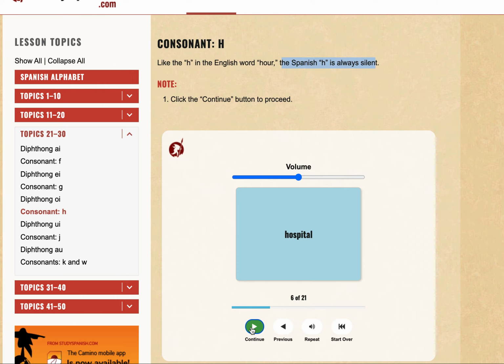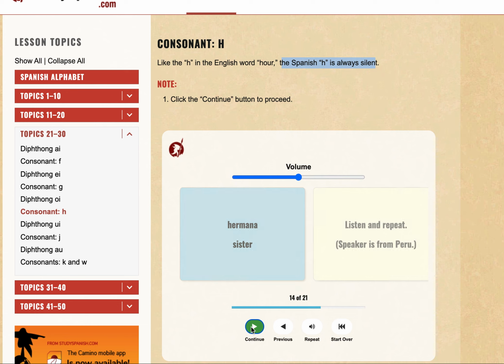Hospital, hospital, hermana, hermana. Listen and repeat. Speakers from Spain: hora, hora, hola, hola, ay, ay, horrible, horrible, hospital, hospital, hermana, hermana.